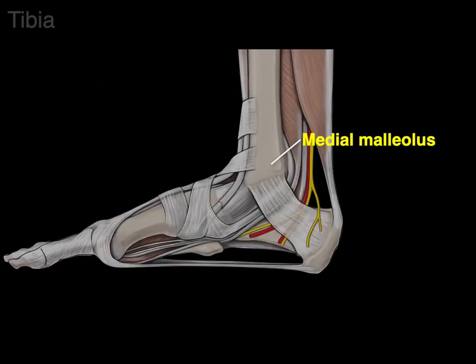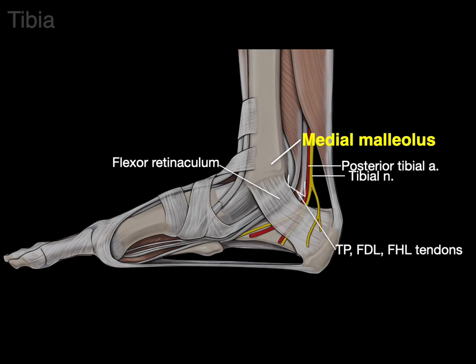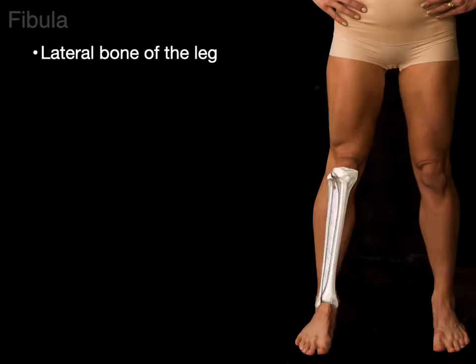And now there's the medial malleolus that has this dense connective tissue called the flexor retinaculum that goes to attach to the calcaneus. And it forms a tunnel called the tarsal tunnel. And through the tarsal tunnel, we have the posterior tibial artery and vein, the tibial nerve, and then the Tom, Dick, and Harry tendons, tibialis posterior, flexor digitorum longus, flexor hallucis longus, that are going to course through that tarsal tunnel.